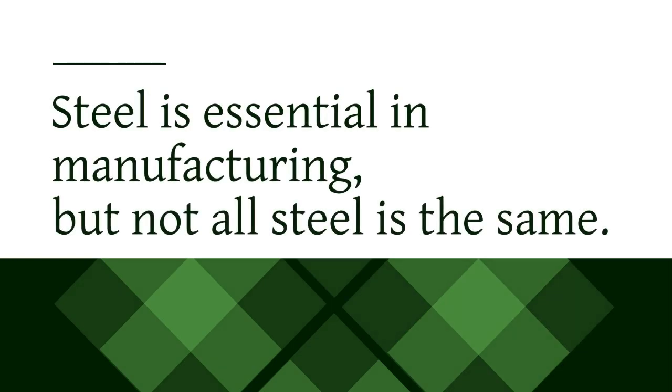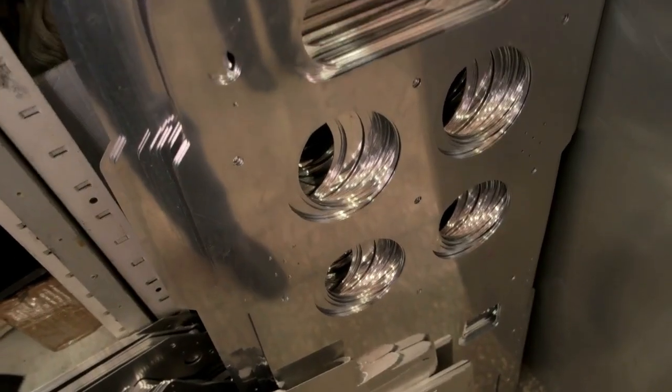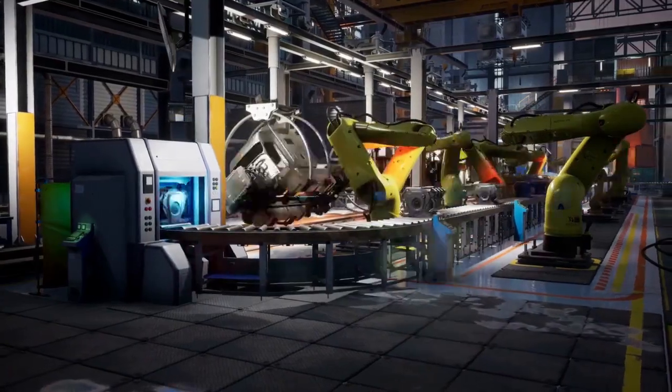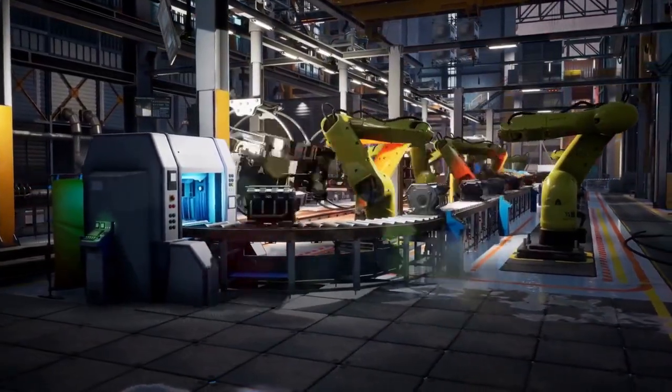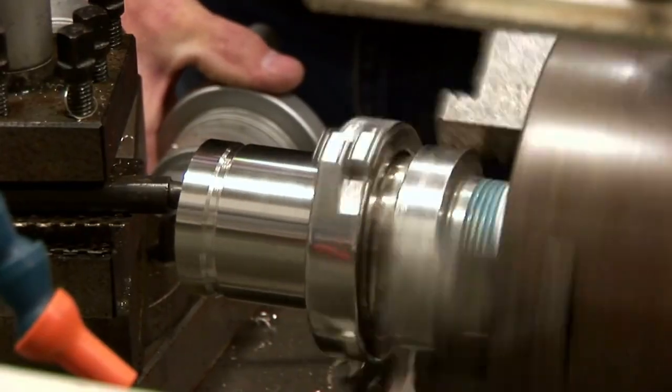Steel is essential in manufacturing, but not all steel is the same. Today, let's break down the differences between mild steel, IS2062 E250, and SAE 1018, so you can choose the right material for your next project.